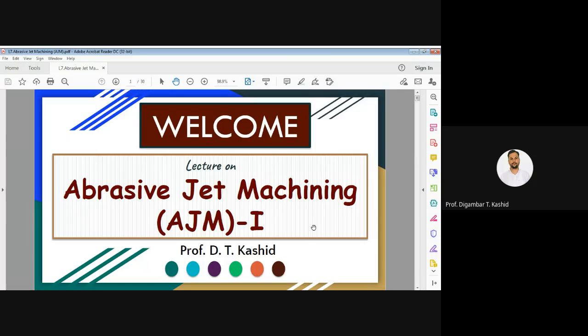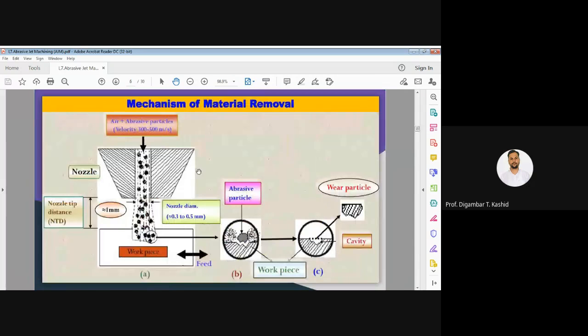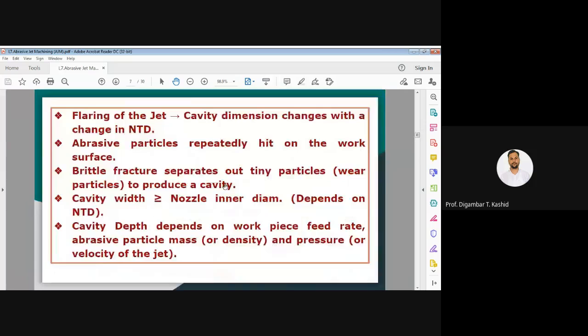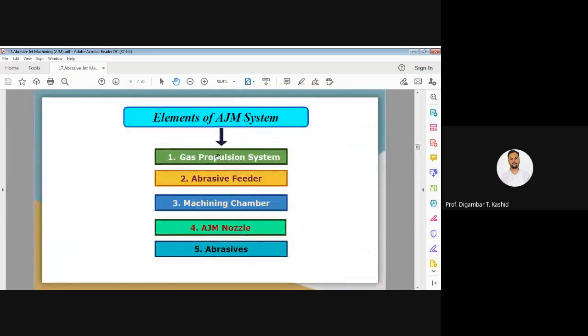In continuation with yesterday's lecture, today we will continue with the abrasive jet machining setup. Yesterday we saw the working principle, the mechanism of material removal, and we were discussing the experimental setup. I have already explained the working of this compressor and all the elements, and in detail we were discussing the elements of this abrasive jet machining system.